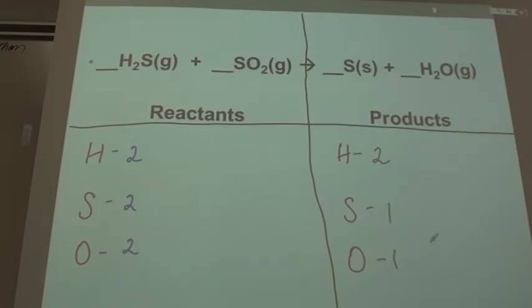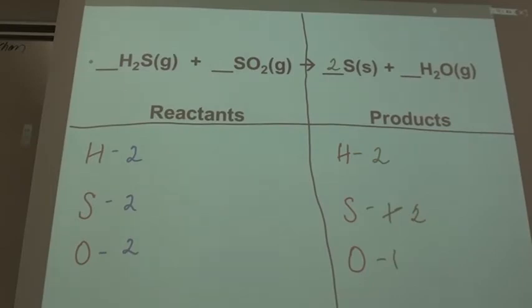I cannot, under any circumstances, put a 2 here, can I? Nope, you're breaking the laws of the universe and you cannot. The only thing you can do is change the coefficient. And I'm going to do that right now by putting a 2 here. That means my sulfurs are now balanced. Is that correct? Okay, that worked really well for the sulfurs.